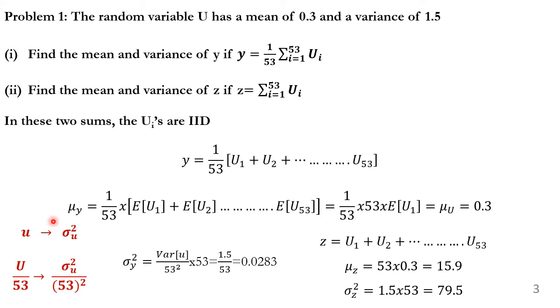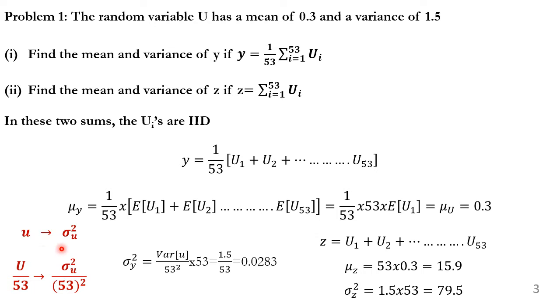And we know that mu y is equal to 1 over 53 into expectation of u1 plus expectation of u2 up to plus expectation of u53. That is 1 over 53 multiplied by 53 multiplied by E of u1, which is mu u. So the answer is mu u, that is equal to 0.3.